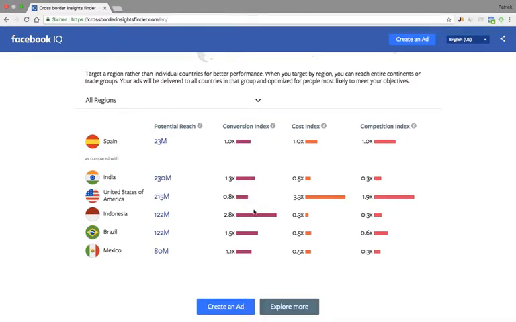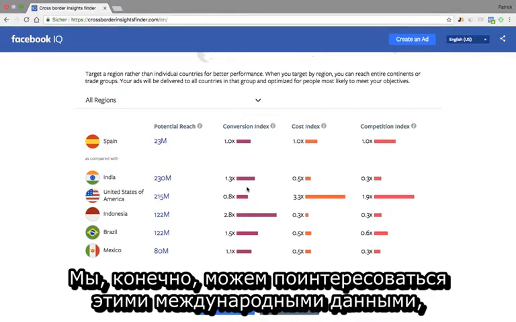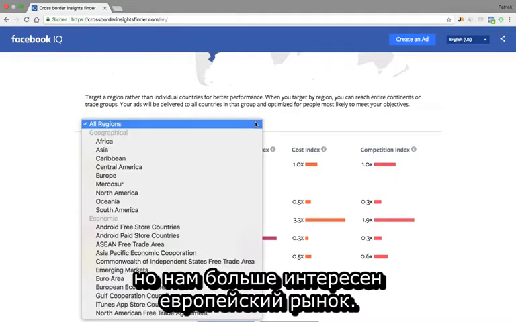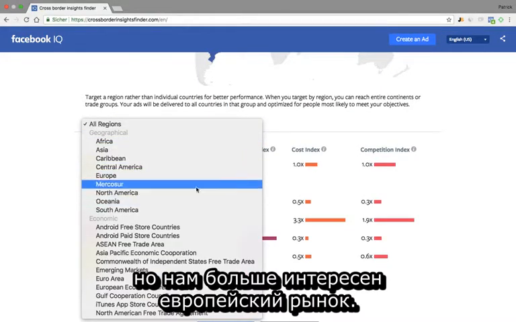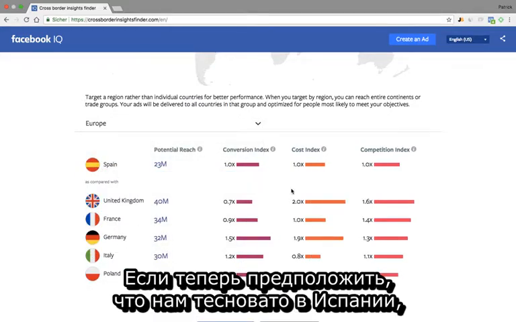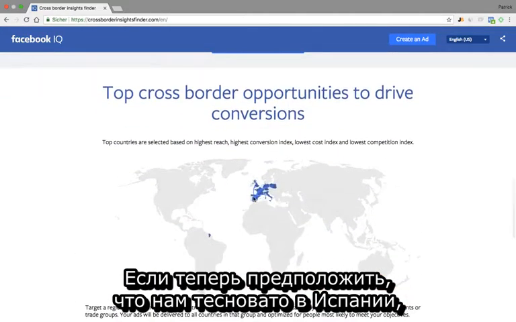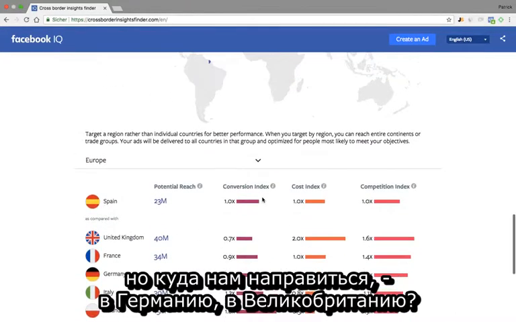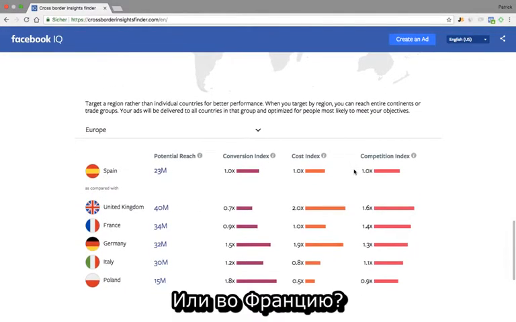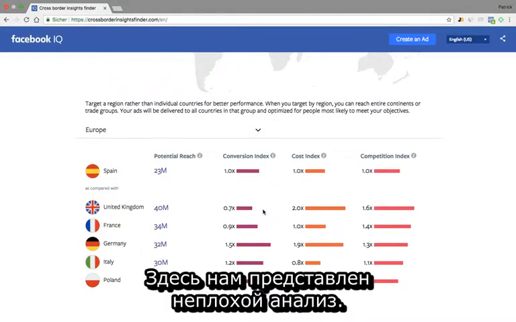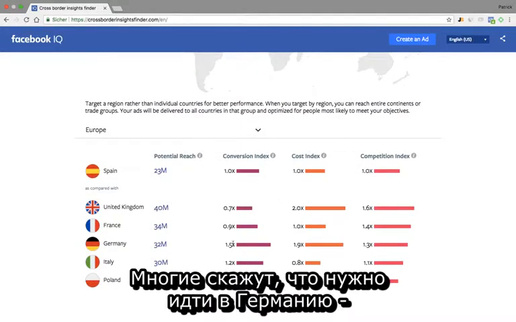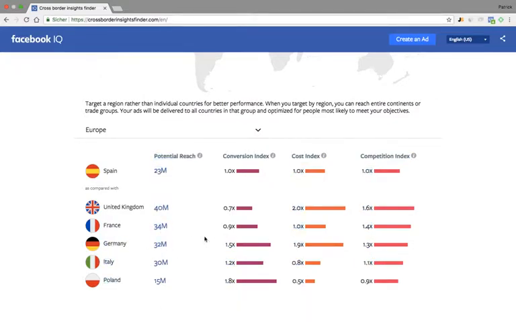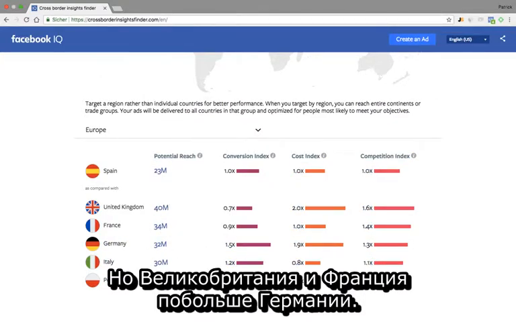Okay, and we can play this game around with all those international and global regions, but what matters the most to us, of course, is our European markets here. So if we just want to say, okay, now I sell only in Spain, but should I go now to Germany? Should I go to the UK? Or should I go to France? This is a very good analysis here. So many people say, well, you have to go to Germany, because it's very big. Okay, but the UK and France are even bigger than Germany.